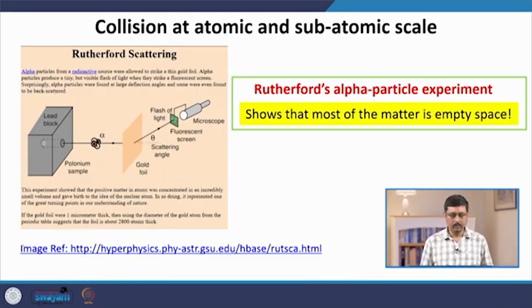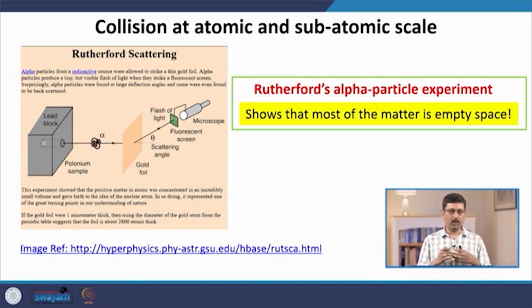In the next example, we are going to consider collisions at much smaller scale, at atomic and subatomic length scale. Let me remind you that you have read about these examples in other courses such as modern physics or quantum mechanics. For example, here we mention the famous alpha particle experiment by Rutherford, which shows that most of the matter is actually empty space.